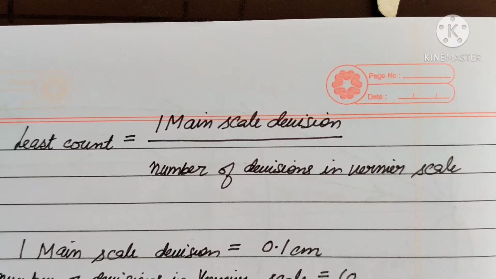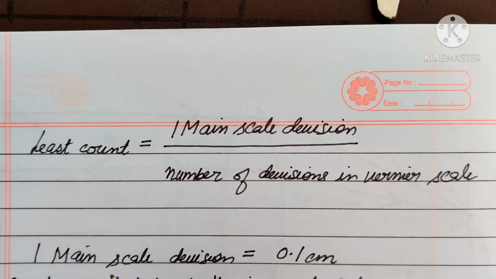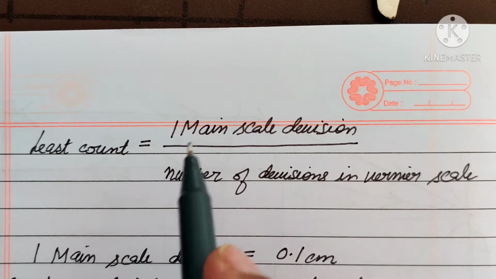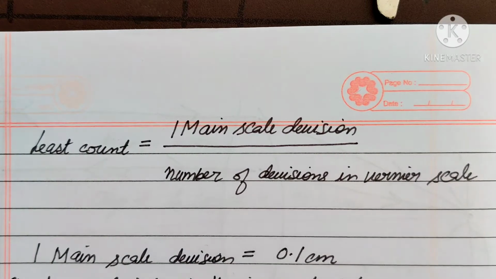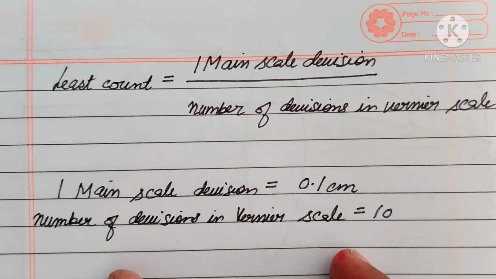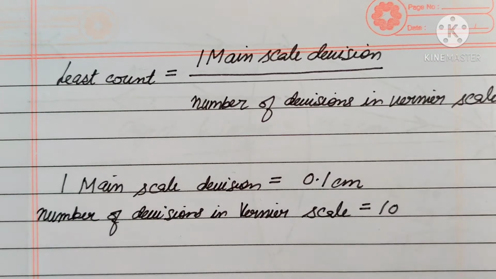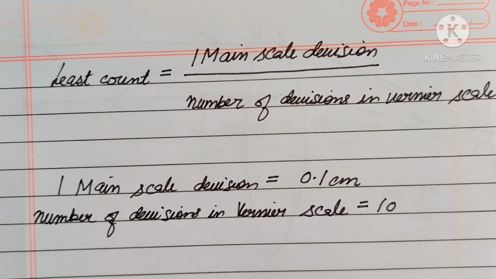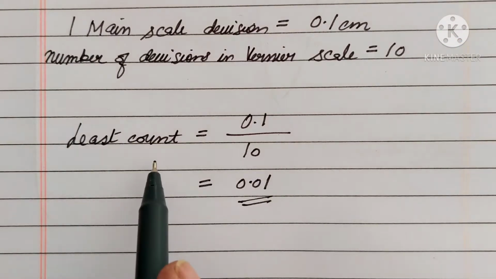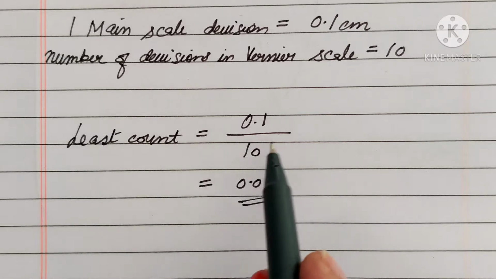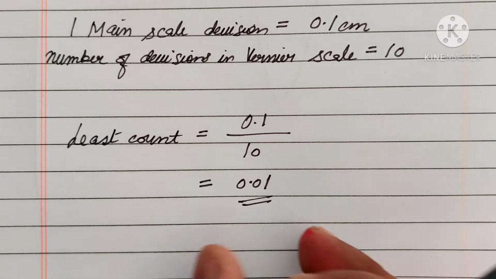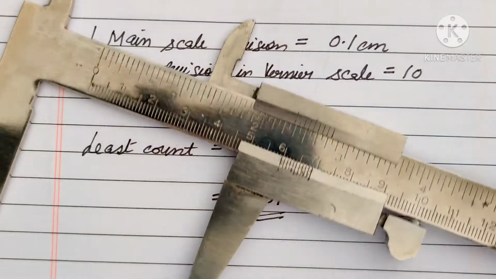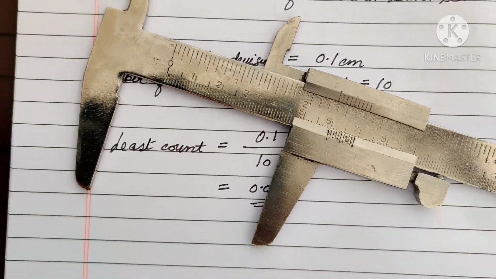Now again come back to the formula. Least count is equal to 1 main scale division divided by number of divisions in vernier scale. So now we put the values and let us find out the least count of the given scale. Now least count is equal to 0.1 divided by the number of divisions in vernier scale, that is 10, that is equal to 0.01. So this is our least count of this scale.